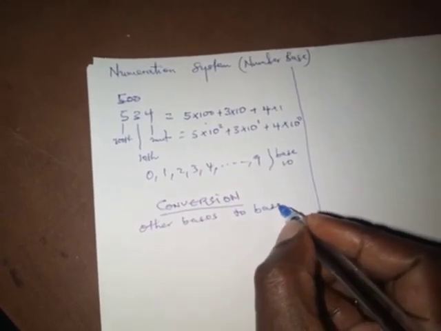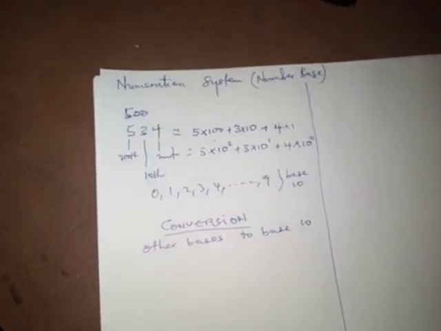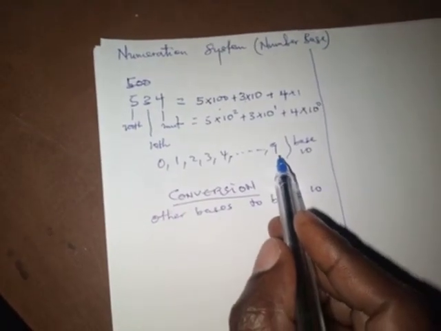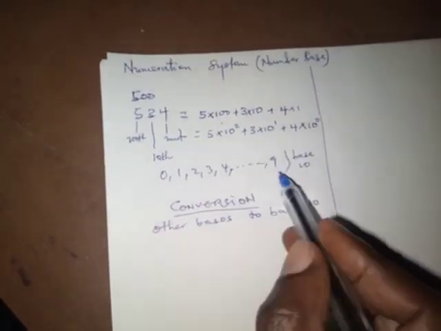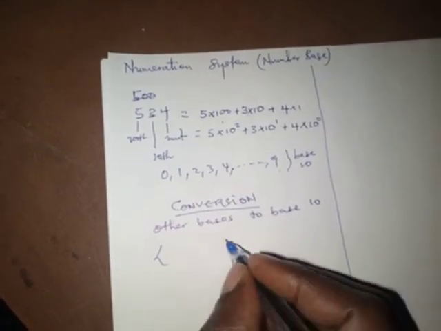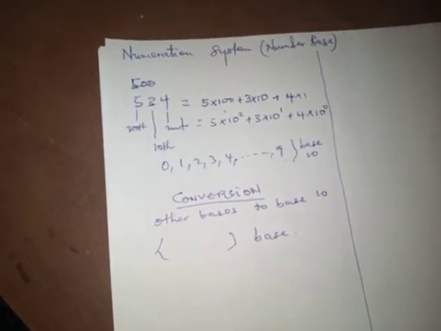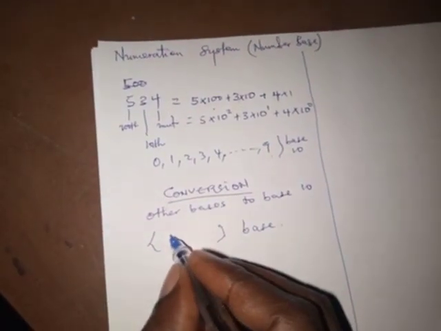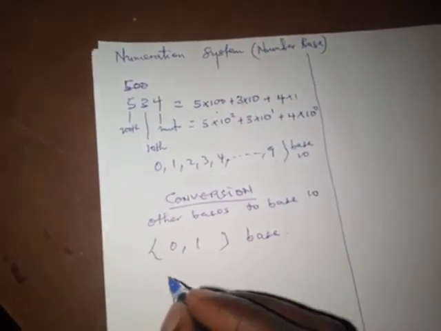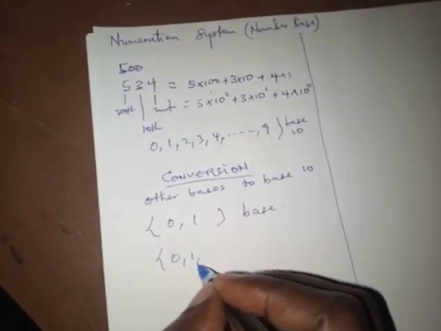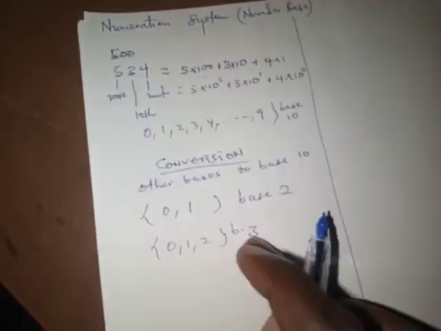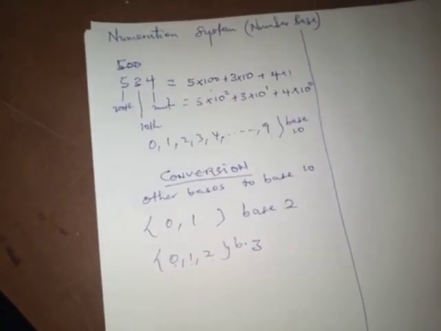Other bases to base 10. For instance, I'll write a number in base 2. Now one thing you should know is that this is in base 10, so the last digit here is what? 9. 10 itself is not here. We started from 0. So if I'm writing a number in base 2, the last number should be less than 2. But you always start from 0. So 0, 1. These are the numbers in base 2. If I move to base 3, 0, 1, 2. In base 3, 3 itself is not there.